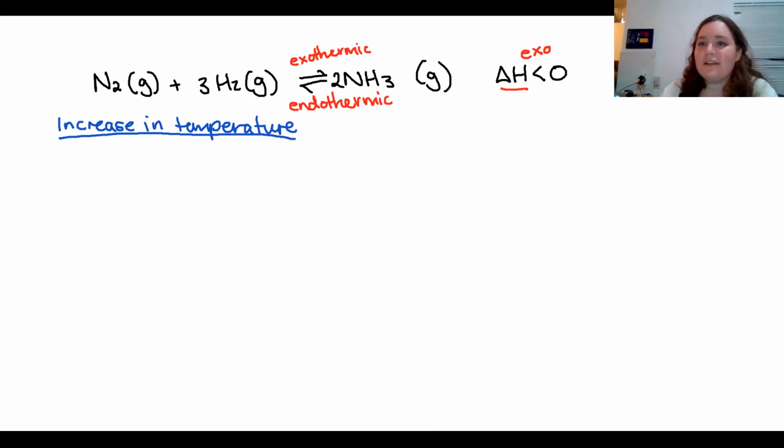They may give you other hints. So instead of writing that delta H is less than 0, they may have said delta H is equal to, I think it's negative 198, whatever it is. They may give you an actual number. They may also tell you that this reaction happens and it feels hot. Okay? Anything like that could be enough of a hint that it's an exothermic reaction.